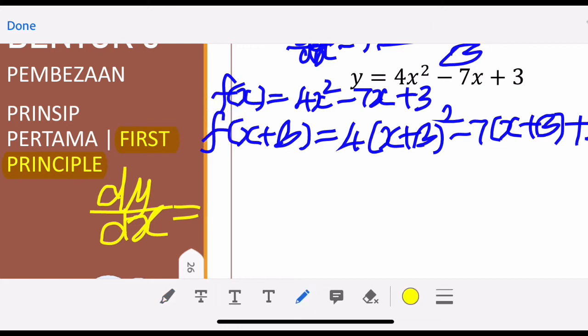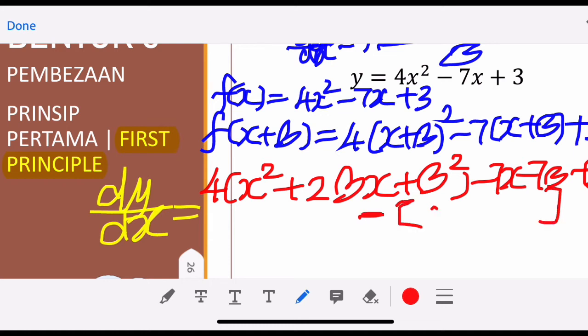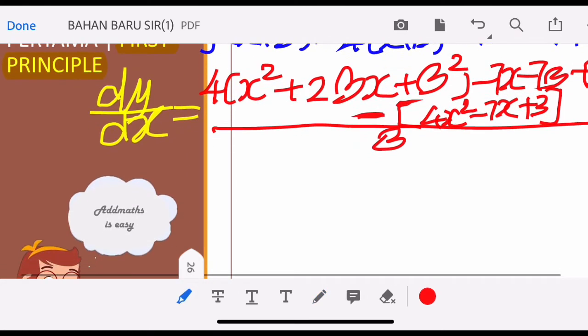It's actually 4 times x squared, plus 2x delta, or 2 delta x, the same, plus delta squared, minus 7x minus 7 delta plus 3. And then we have to minus out the function f(x), for which we need to put a bracket, so that when you minus, you won't make a careless mistake. So you have to minus out with a bracket for x squared minus 7x plus 3. Be careful. Now we have to divide by delta.